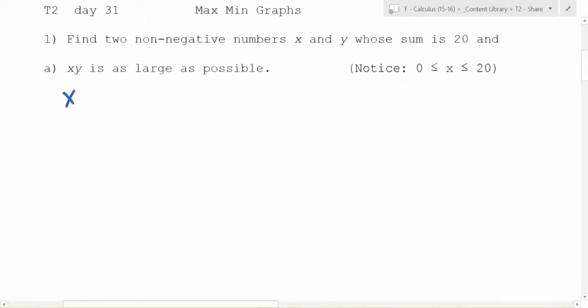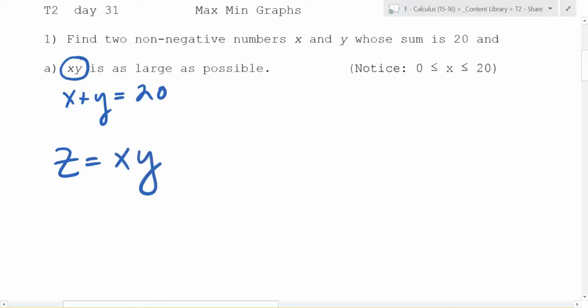So we have x plus y is equal to what? 20. And what equation do we want to maximize? It tells us right here. What equation? X times y. So let's give it a name. Anybody want to give it a name? You can pick any name you want. Z. So z is equal to x times y.